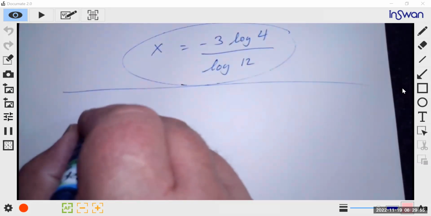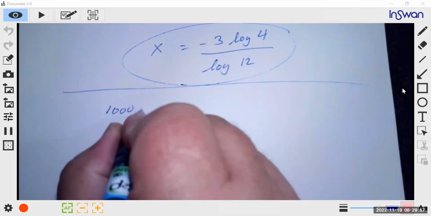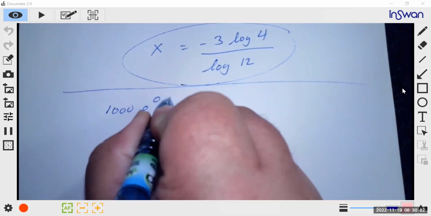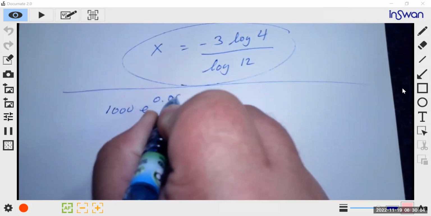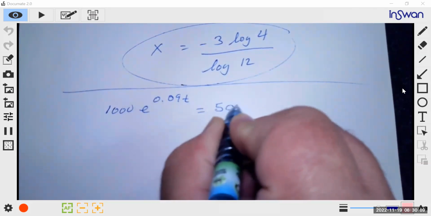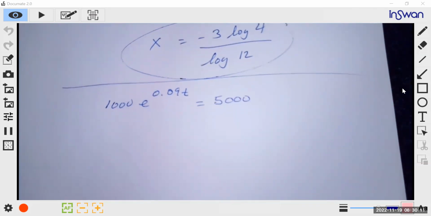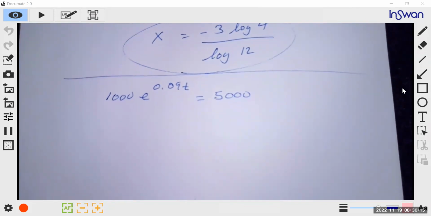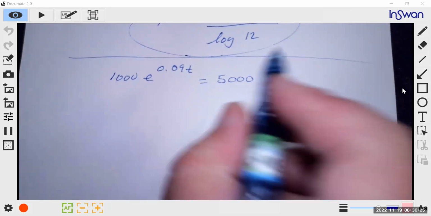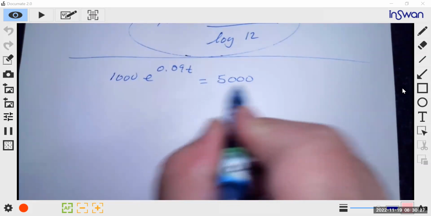We had this one. 1000 e to the power 0.09 t equals 5000. I'm just picking these out of the homework assignments at the end of the chapter. So again, our objective, isolate the variable. There's a variable, there's no log here, so it's perfect.